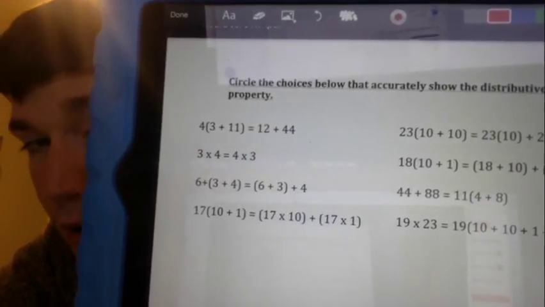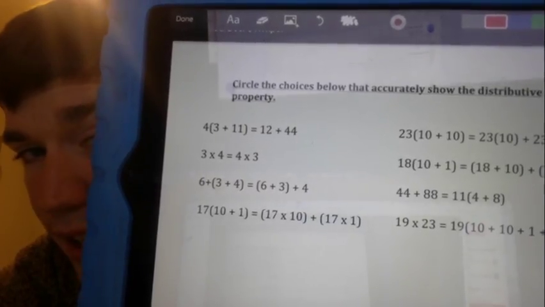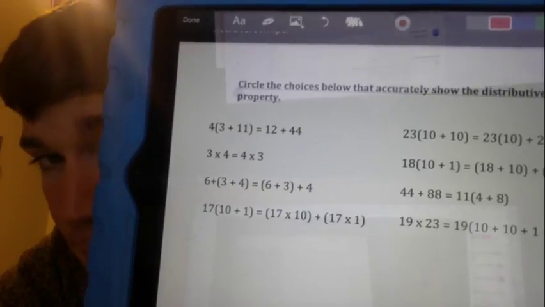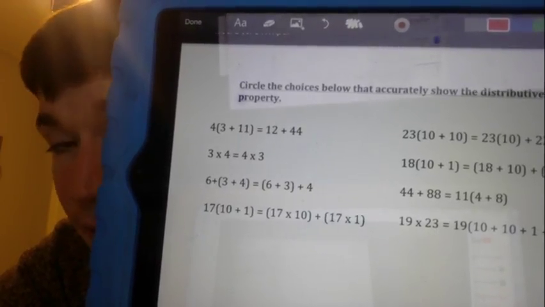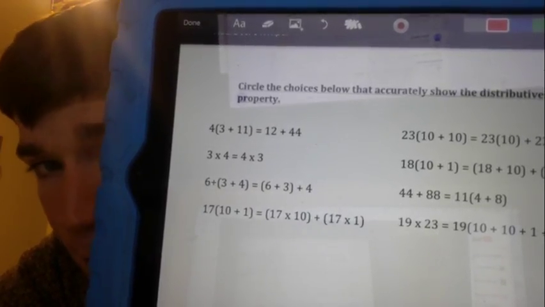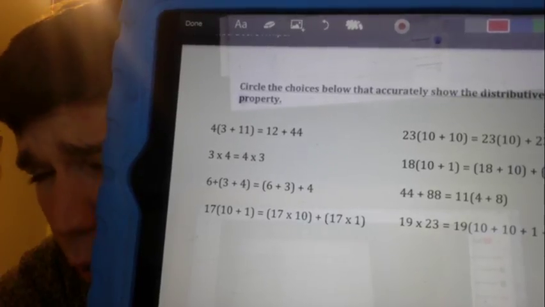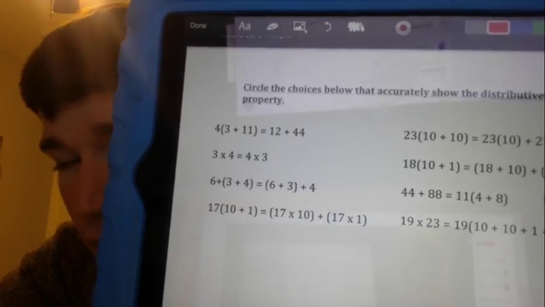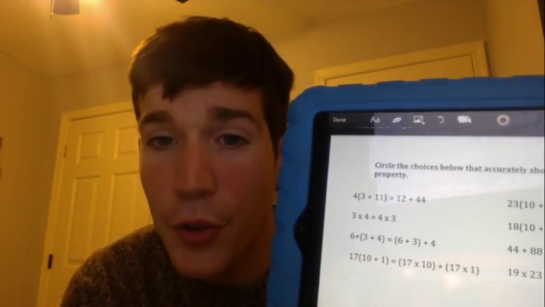So in the first one, you see 4, remember when we don't have a sign but we have parentheses, that means multiplied. So you see 4 times 3 plus 11. The number we split up into 3 plus 11 was 14. So we broke the number 14 down into 3 plus 11. So since 3 plus 11 is the same as 14, what we're going to do is multiply each of those numbers by 4.